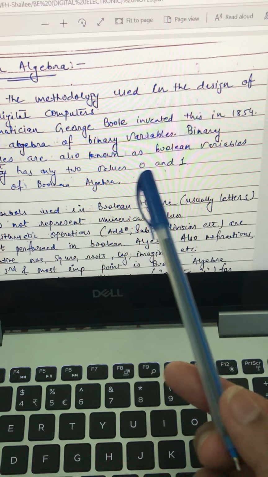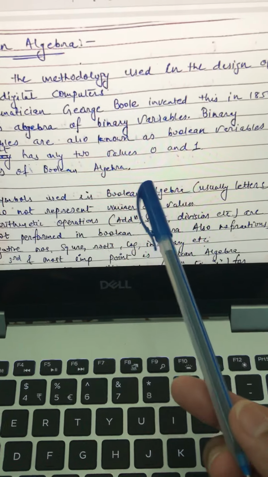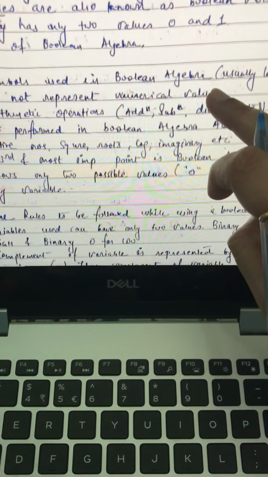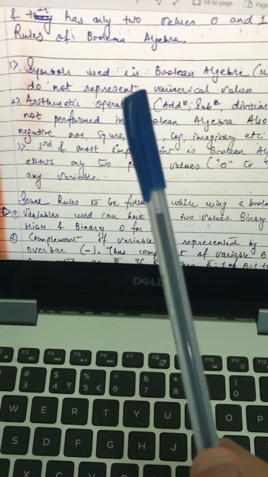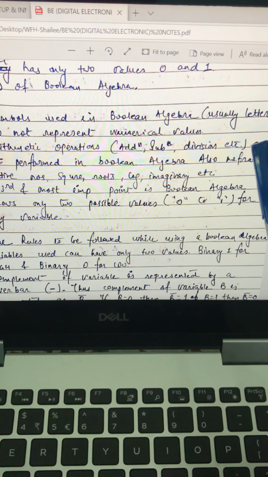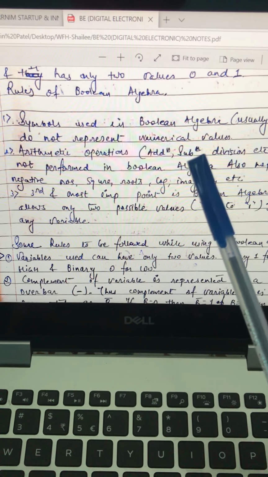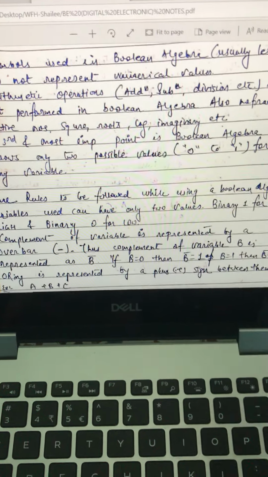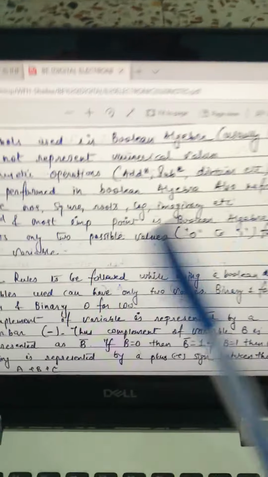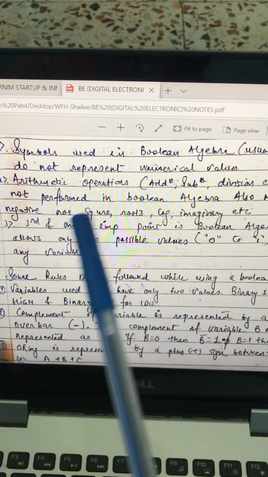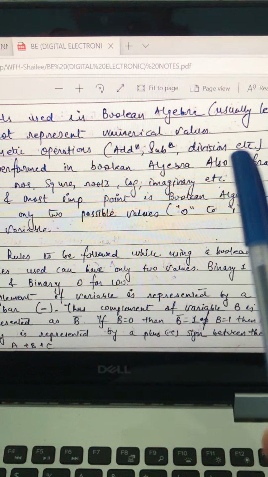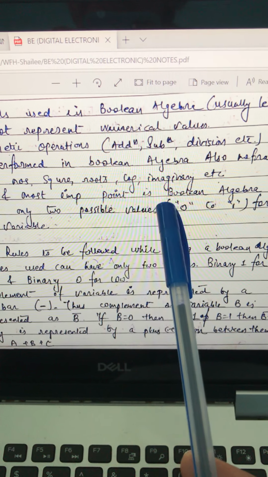As we know, binary has two values, 0 and 1, and there are some rules that were formed during the formation of Boolean algebra. The first rule is that the symbols used in Boolean algebra are usually letters, not numerical values, right? So those are alphabetical symbols like A, B, C, D. Second, arithmetic operations such as addition, subtraction, division, etc. are not performed in Boolean algebra.